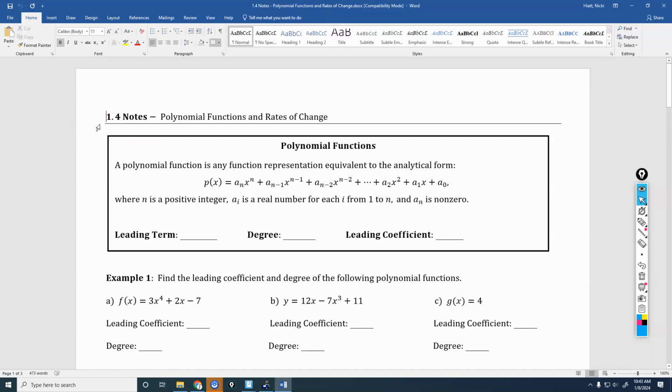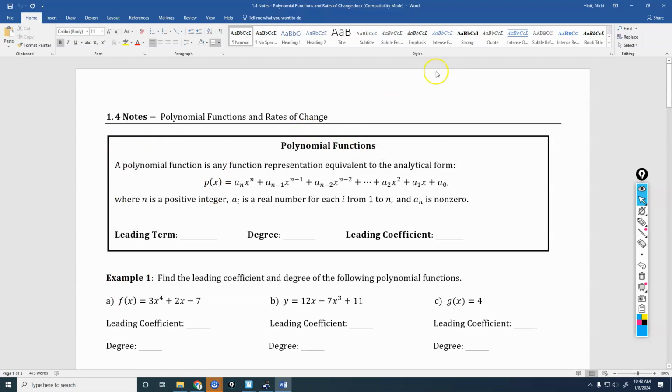So we are now going to look at polynomial functions and rate of change. That's what AP calls this particular section. Honestly, I don't think we're doing a whole lot with rates of change here, a little tiny bit, but that's what they call it. So I'm just using the straight titles that AP gives us so that we're all kind of on the same page.